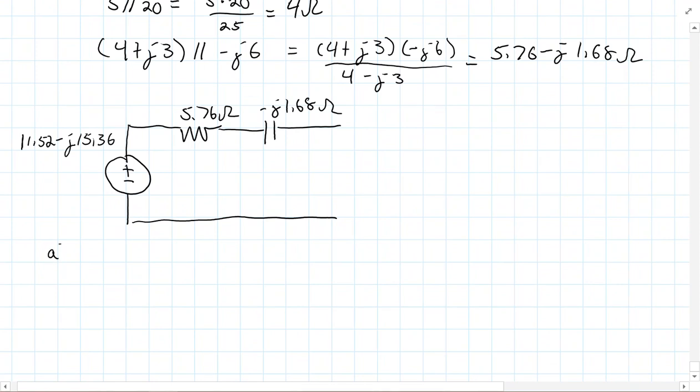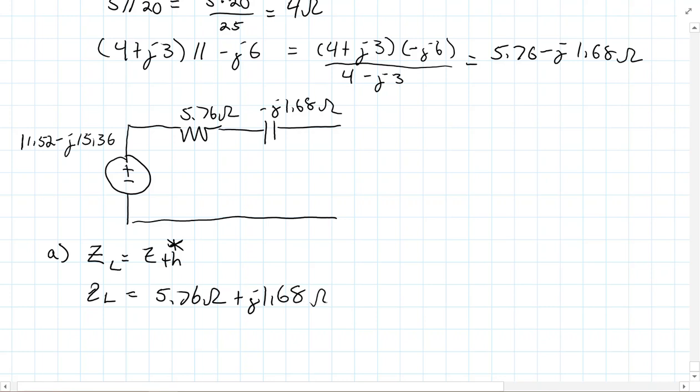So we know the answer to part A is simply that I should set my load equal to the conjugate of my Thevenin. So my load should be 5.76 ohms plus J1.68 ohms. And so if I draw the load on here, it would be a resistor of 5.76 ohms and an inductor of J1.68 ohms. And again, that's so we can cancel out that reactance.